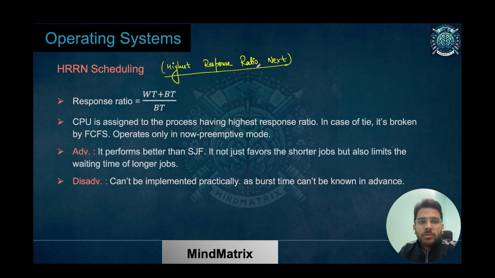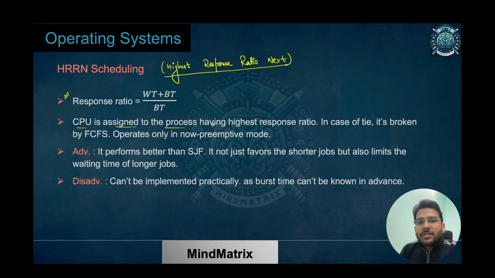Now how to find the response ratio? Response ratio is nothing but the waiting time of that process till the current time, plus the burst time of that process, divided by the burst time of the same process. So WT plus BT divided by BT. Waiting time plus burst time divided by burst time is going to give you the response ratio for that particular process.